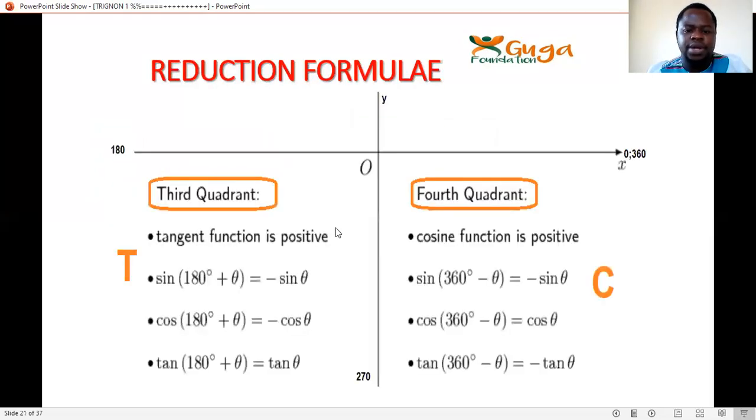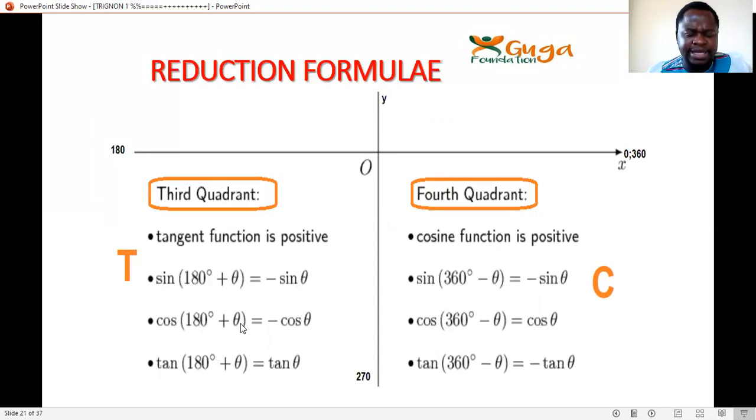Now, let's look here in the third quadrant. We're saying that tan is positive, the rest are negative. So sine of 180 plus theta, which quadrant is this? Third quadrant. Is sine there positive or negative? It's negative. Is it a cofunction? No, it will be the same, negative sine theta.